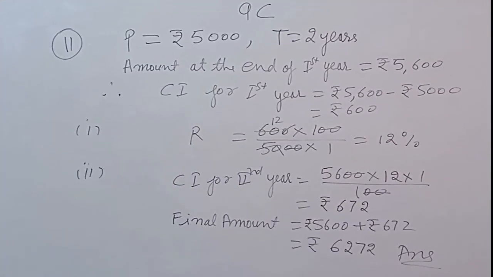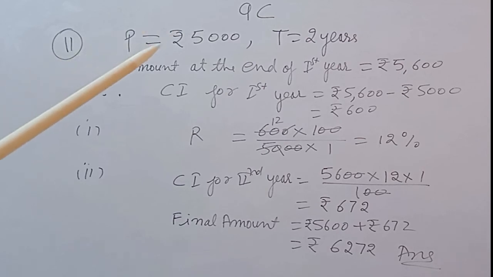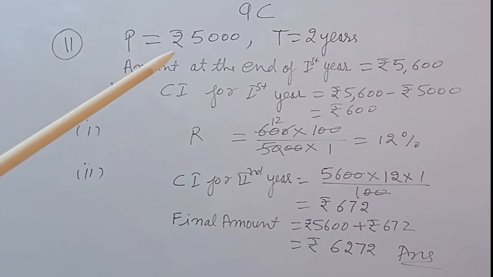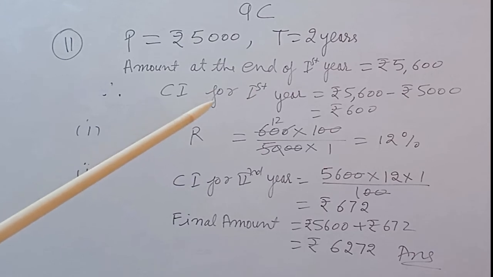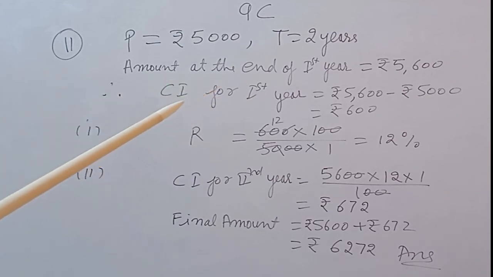Children, I am taking question number 11 of the exercise 9C, and the question is that a person invests rupees 5,000 for 2 years at a certain rate of interest compounded annually. At the end of 1 year, this sum amounts to rupees 5,600. Calculate the rate of interest per annum and the amount at the end of the second year. So here, whatever is given, I have written here. P equal to rupees 5,000, T equal to 2 years, amount at the end of the first year is given as rupees 5,600. So CI for the first year will be rupees 5,600 minus rupees 5,000 equal to rupees 600.